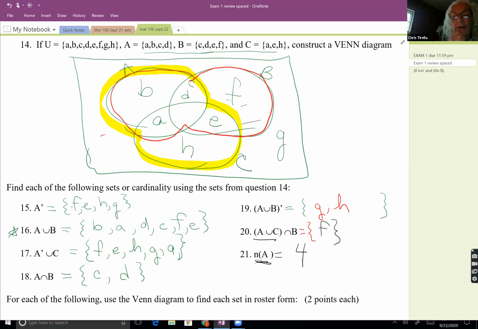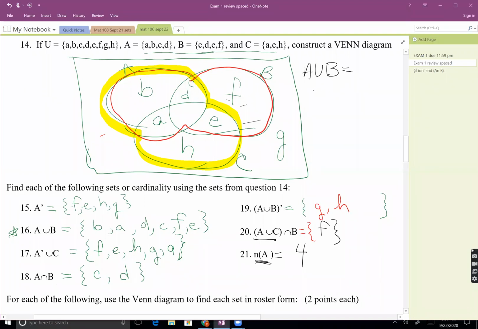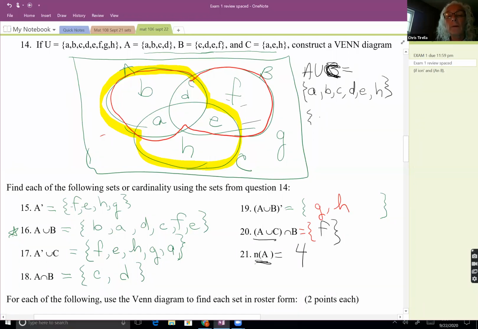Okay. Well, if you don't like referring to the Venn diagram, what I would do is I'd first say what's in A union C. A union C is all of A, B, C, D, plus all of C. So I'm going to add the E and H. And then I want to see what it has in common with B. B is C.